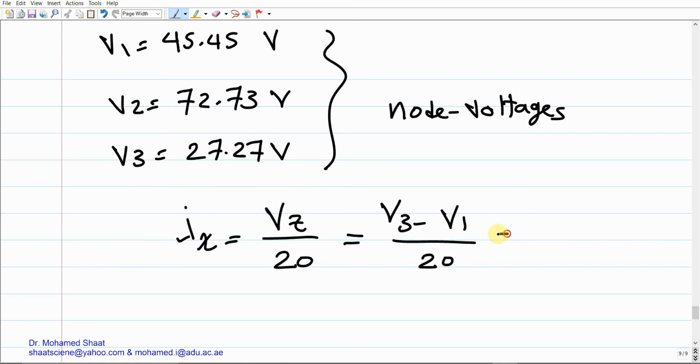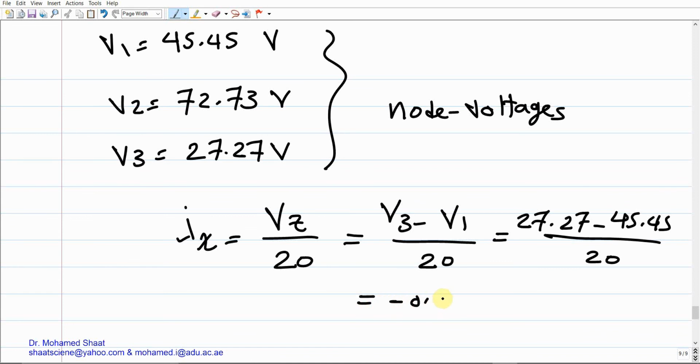We got V3 equal 27.27 negative V1, which is 45.45 over 20. If we did the calculations, we're going to end up with negative 0.0909 ampere. So this should be the Ix here direction.